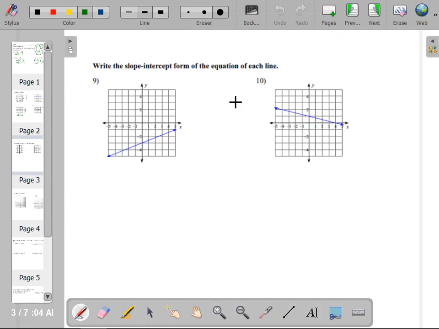Write the slope-intercept form. So we need 2 things. We need to find the slope, and we need to find the y-intercept. The slope, I'm going to do the same thing I was doing before. I'm going to count the slope. I've got to find 2 points that are nice and friendly, though. It looks like those 2 points are sort of on the corner.